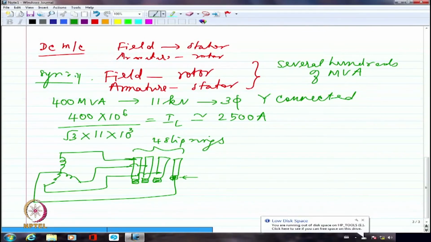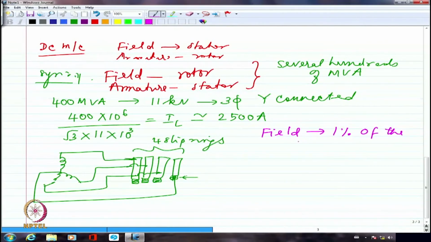This is generally not a very good thing to do, especially considering that the field is going to have only about 1% or less of the rating of the armature.